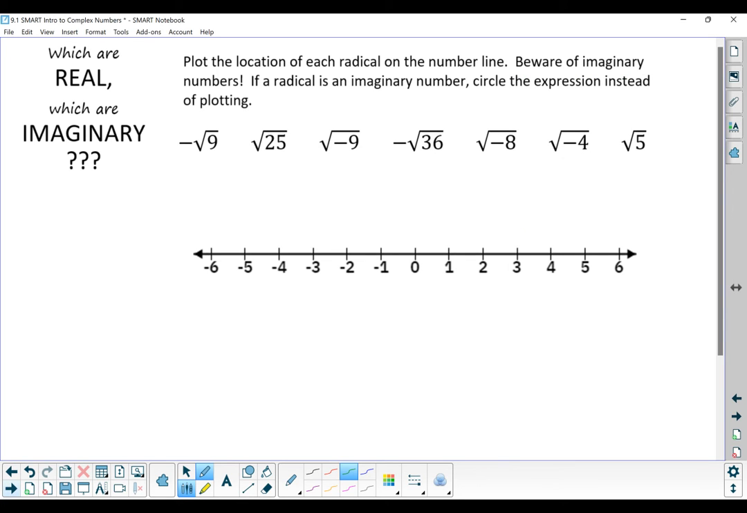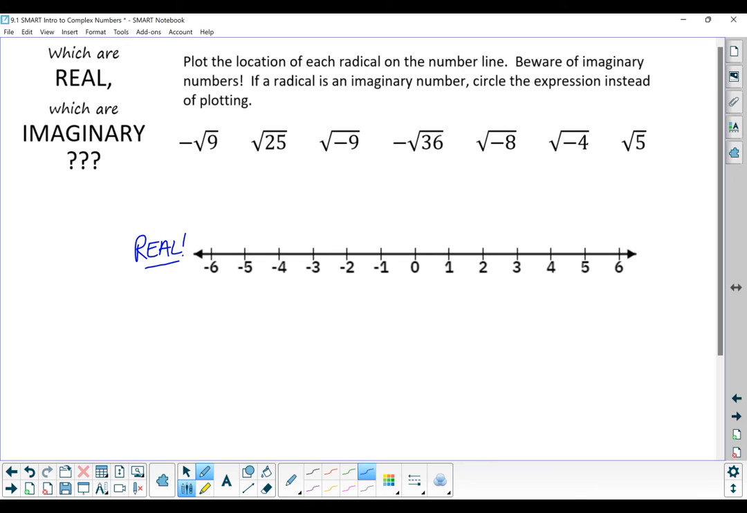Okay, we're going to try to plot all of these radicals on the number line, but this is a real number line. I don't see any i's on there. So if any of these expressions are imaginary numbers, we will not be able to plot them. We will just circle them up. Only real numbers can be plotted on this real number line.